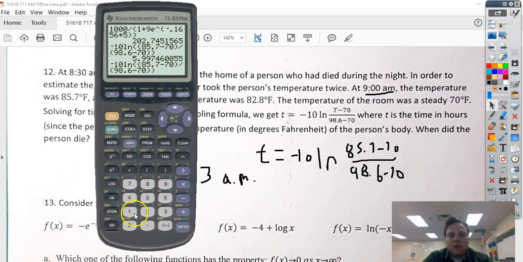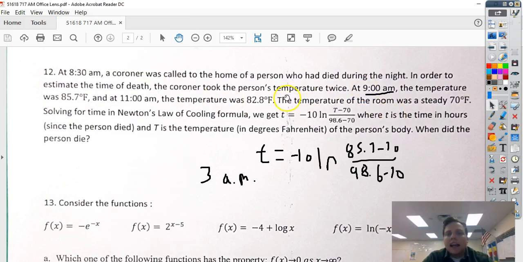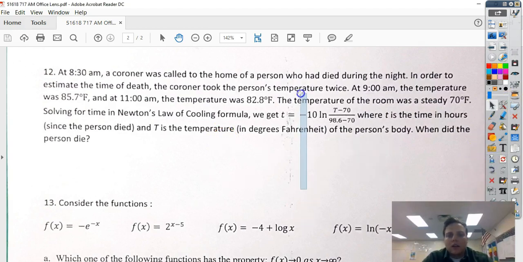But I'm just trying to show you that if I was to use the other temperature as well, I would get that he died 8 hours ago. And if you work back 8 hours from not 9 a.m. now, but 11 a.m., because that's when that was taken, you would once again get 3 a.m. All right, so they both work. Okay? All right, let's move on.